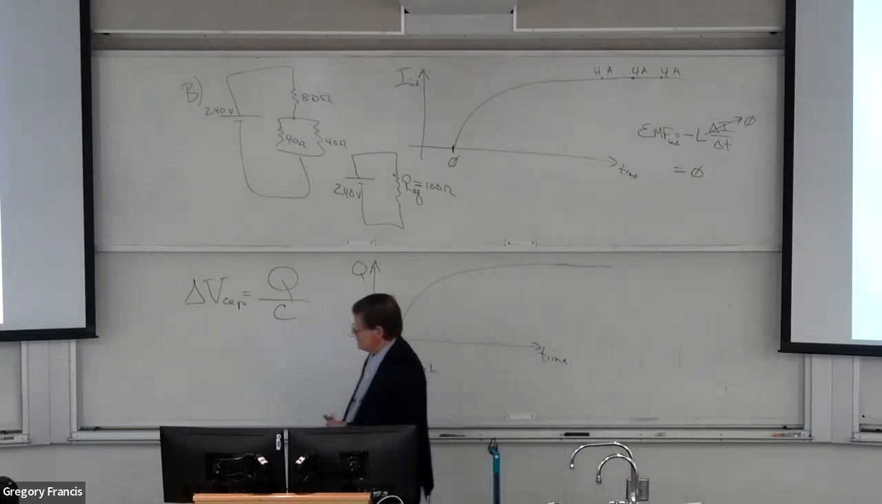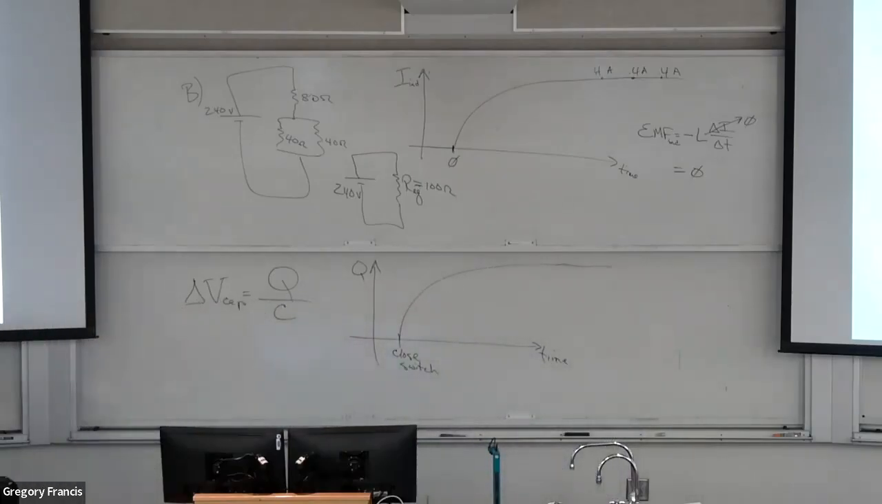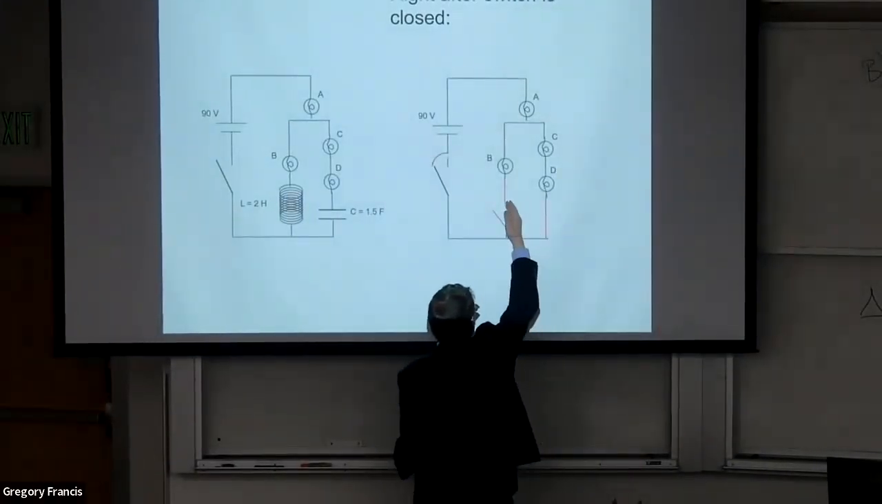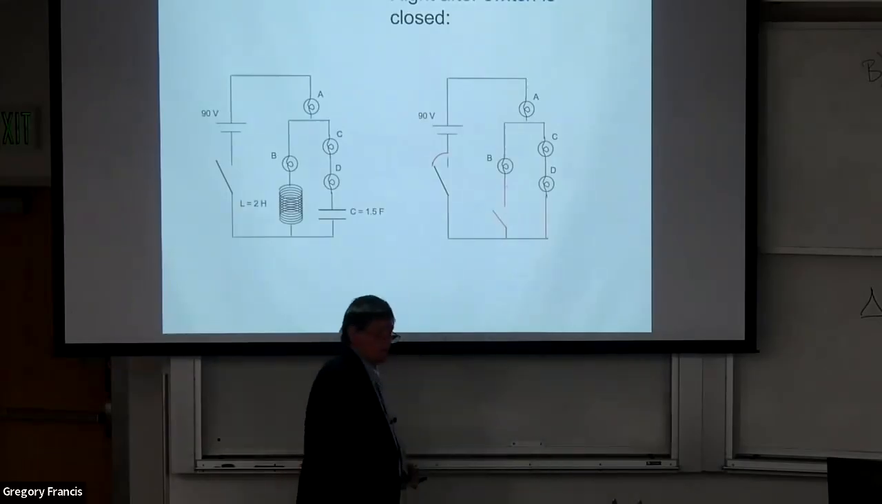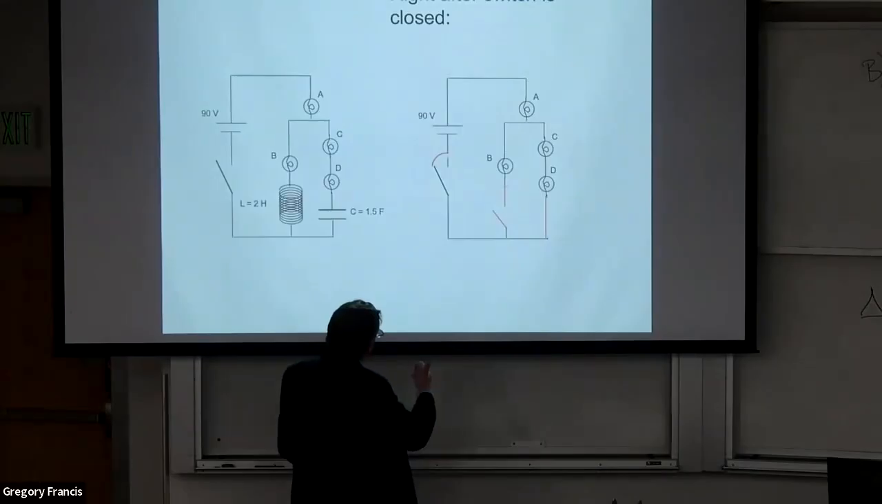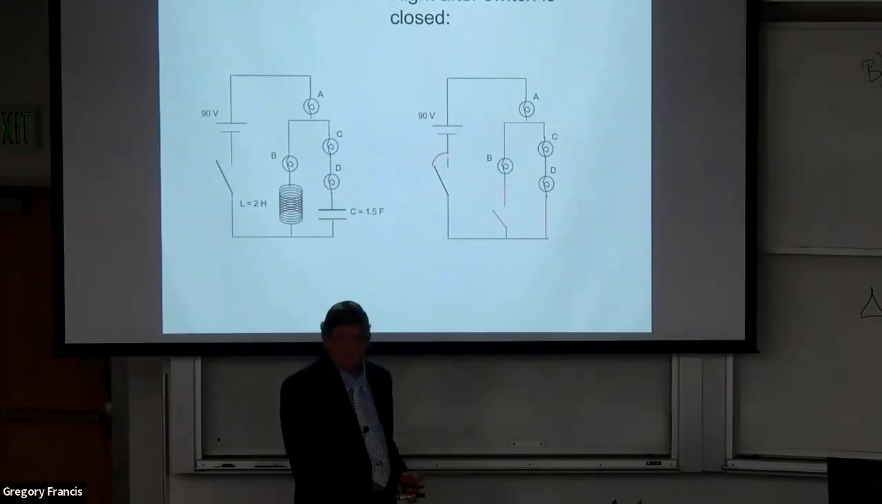Now, that means that this is going to act like a wire right after I close the switch, and the inductor is going to act like an open switch. So what you do in these problems is you just replace the capacitor with a wire and the inductor with an open switch. And then you go back to what you know about circuits. You know in this circuit that nothing's going to go through B. B is going to be dark. It's going to be out. It's going to have 0 volts across it, okay?